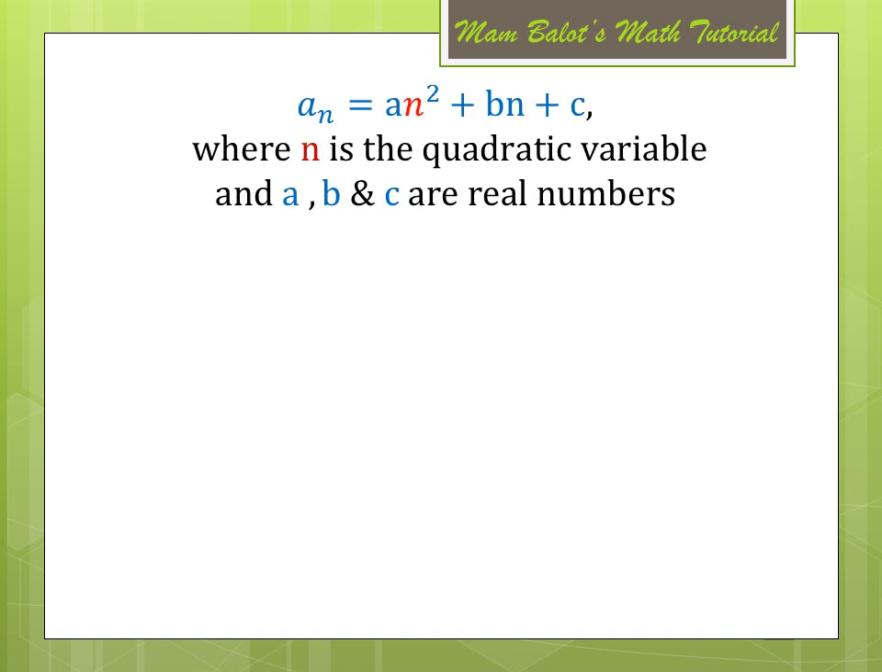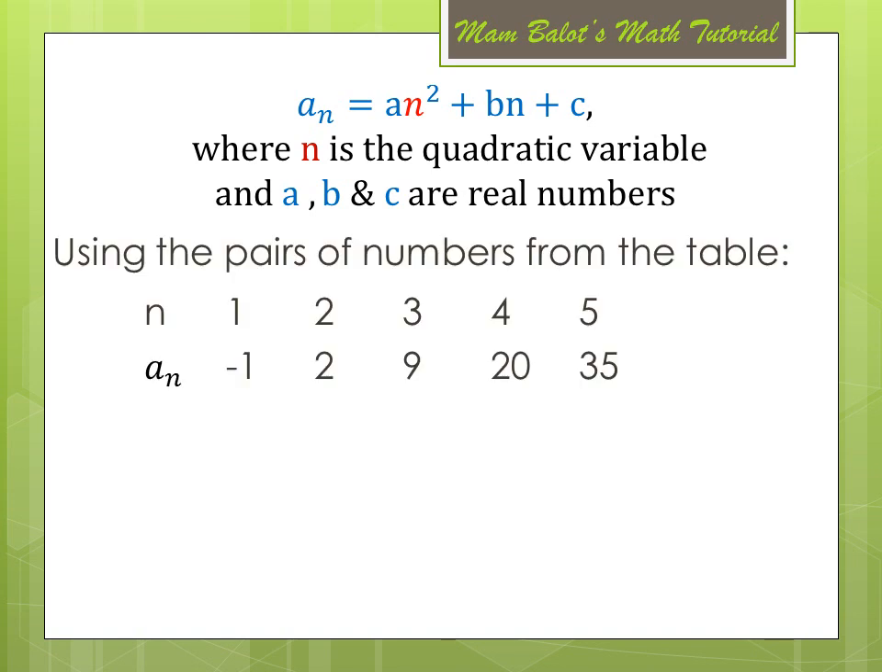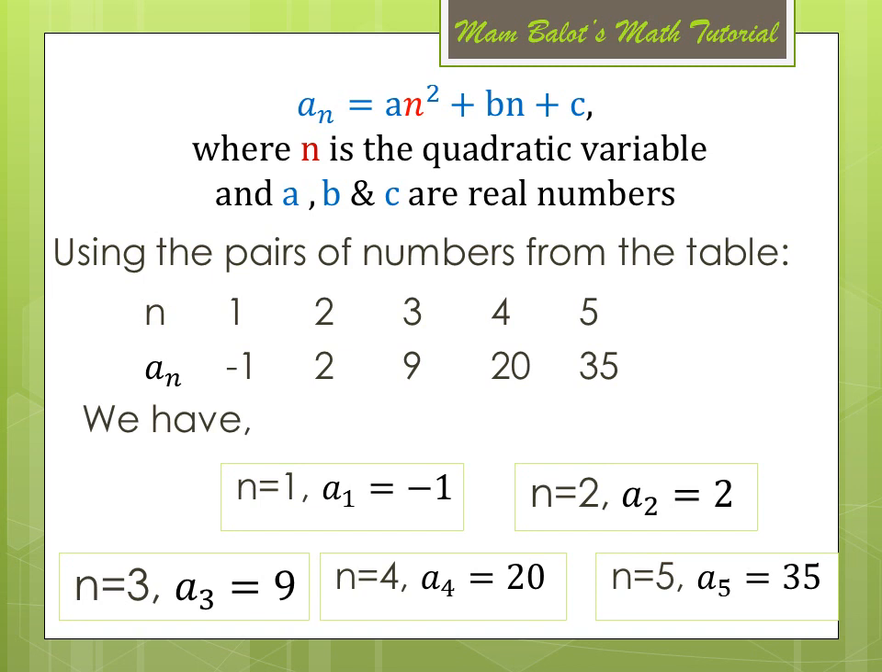So if we recall the general form of the quadratic equation, we can have a sub n is equal to a n squared plus b n plus c. So our n is the quadratic variable, and a, b, and c are real numbers. So from this, we can use other pairs of numbers from the table, which are the following.